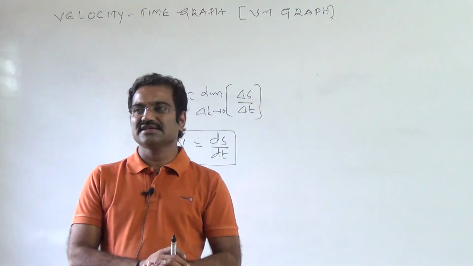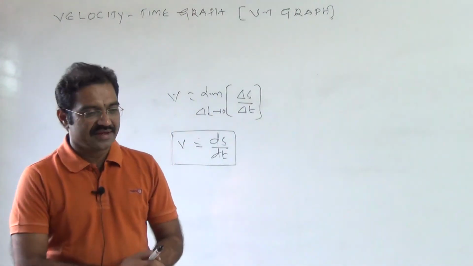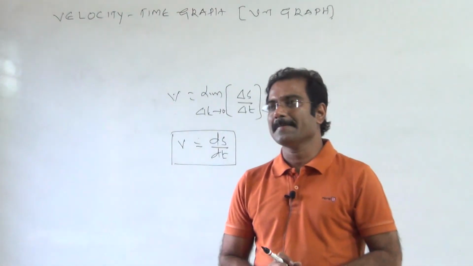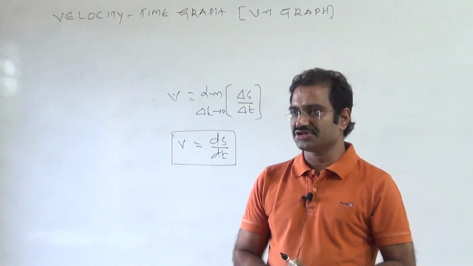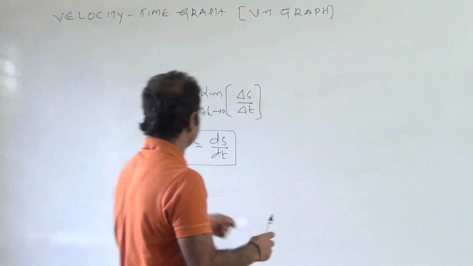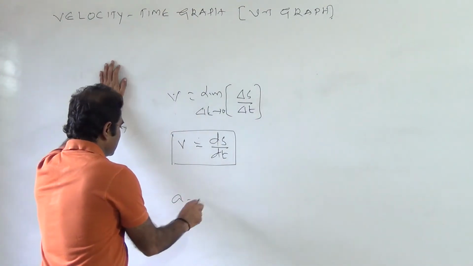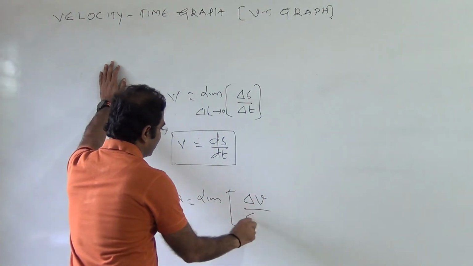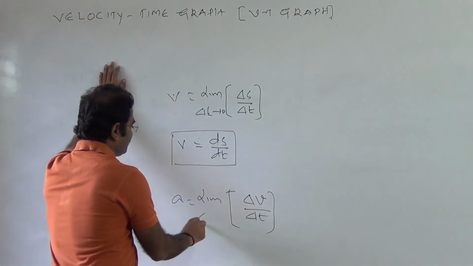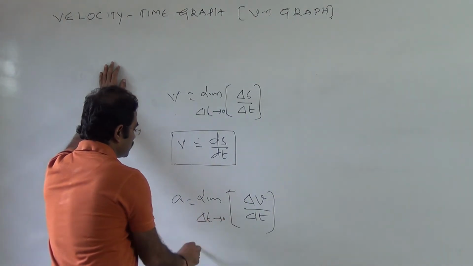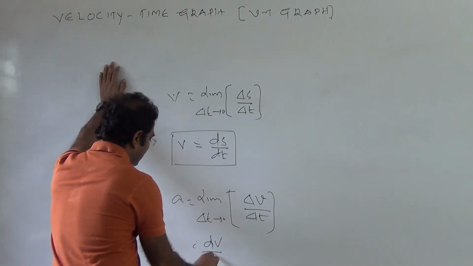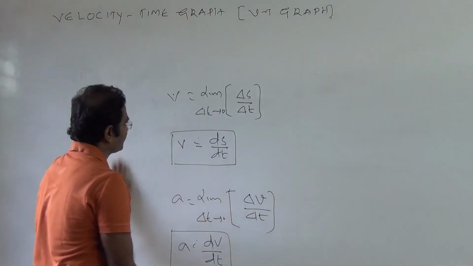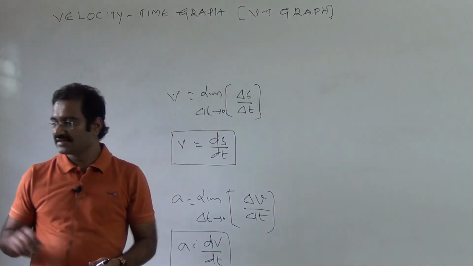And the last one is instantaneous acceleration. Instantaneous acceleration means acceleration of the body at any instant, at any position, and it is written as the limit of delta v divided by delta t, as delta t tends to 0. It is also known as dv divided by dt. This is the expression for the instantaneous acceleration. So this is about the velocity and acceleration.